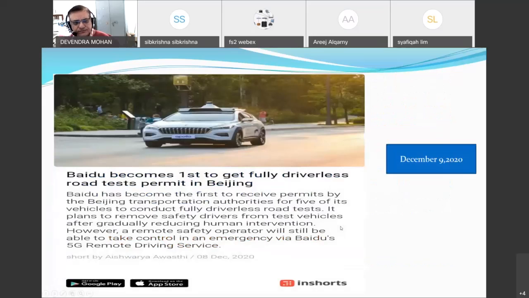So this is the news I was telling you, today's news. I have put the slide over here: Baidu becomes the first to get a fully driverless road test permit in Beijing. Baidu has become the first to receive the permit from the Beijing Transportation Authority. So you can see that this is similar to the picture we have seen in the earlier slide.